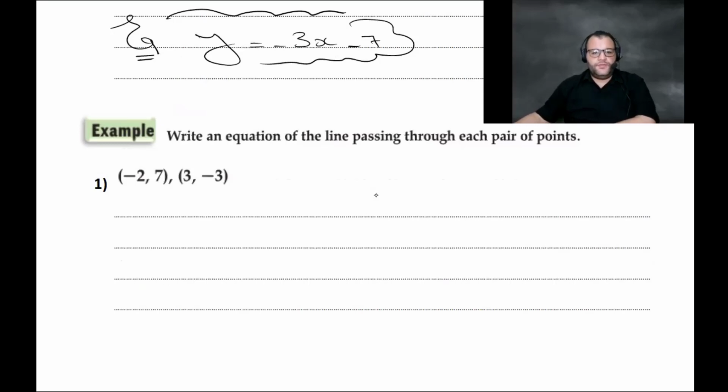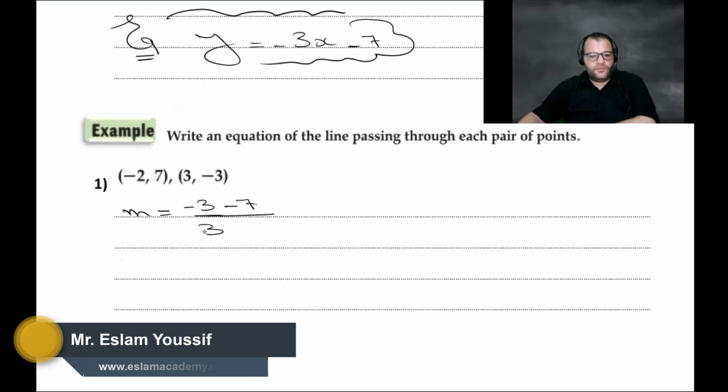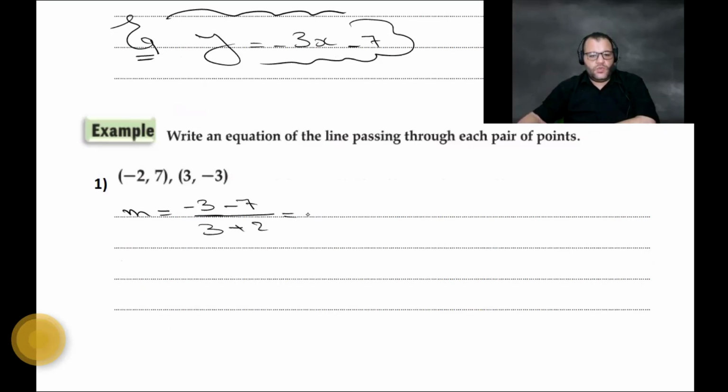Question number 1. We need to write the equation. In this case, we don't have the slope, and there is no y-intercept. Find the slope first. The slope equals -3 minus 7 over 3 plus 2, so we have -10 over 5, which equals -2. So we find that the slope equals -2.